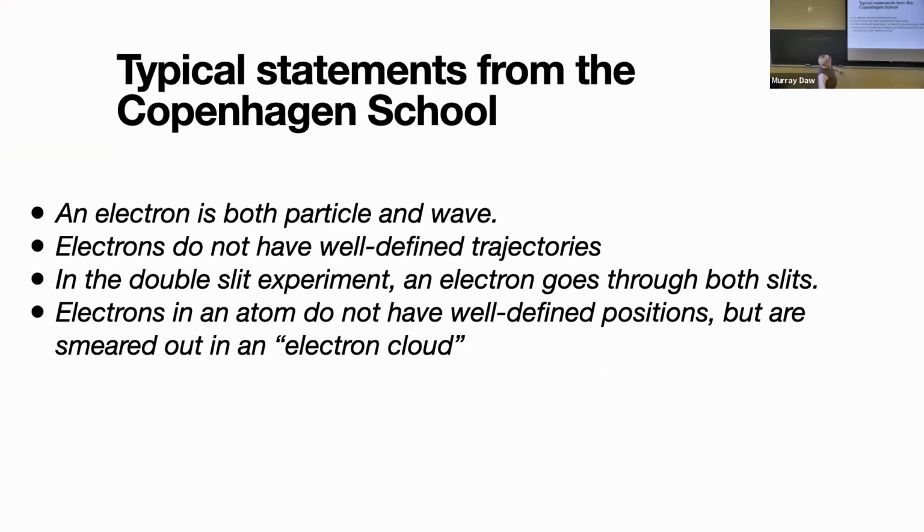So I'm going to examine some of these statements. An electron is both particle and wave. You've probably heard that. This is all part of the Copenhagen interpretation. Electrons don't have well-defined trajectories. In the double slit experiment, an electron goes through both slits. Electrons in an atom don't have well-defined positions, but they're smeared out into the electron cloud. If you're talking about the electron cloud and smearing, it's not really anywhere, just everywhere inside the atom. Chemists are especially bad at using that kind of language, but physicists use it too.